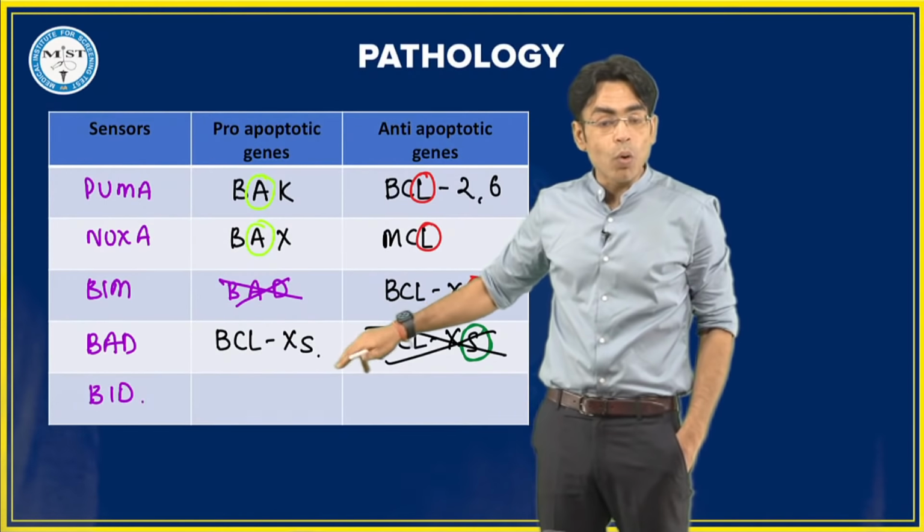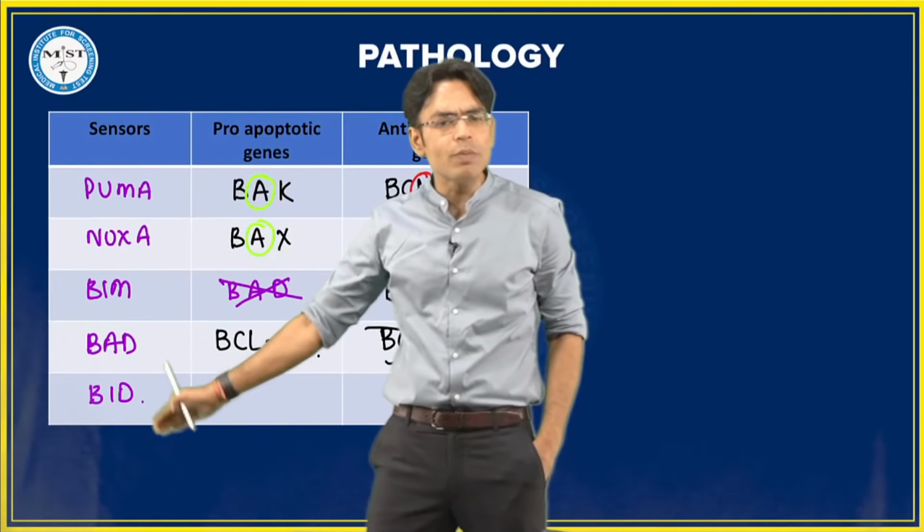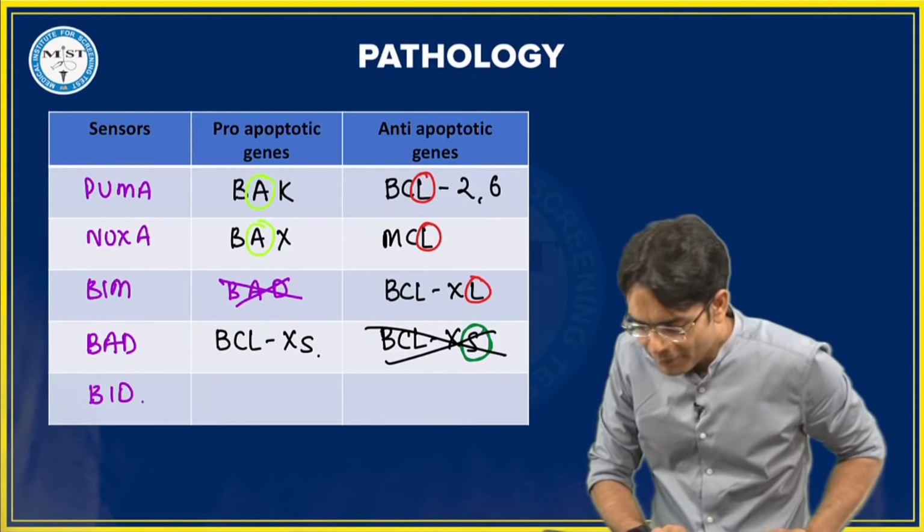BCL-XS is pro-apoptotic. Bad is not an anti-apoptotic gene. It's a sensor. And everything after that is all sensors. Okay? So, yeah.